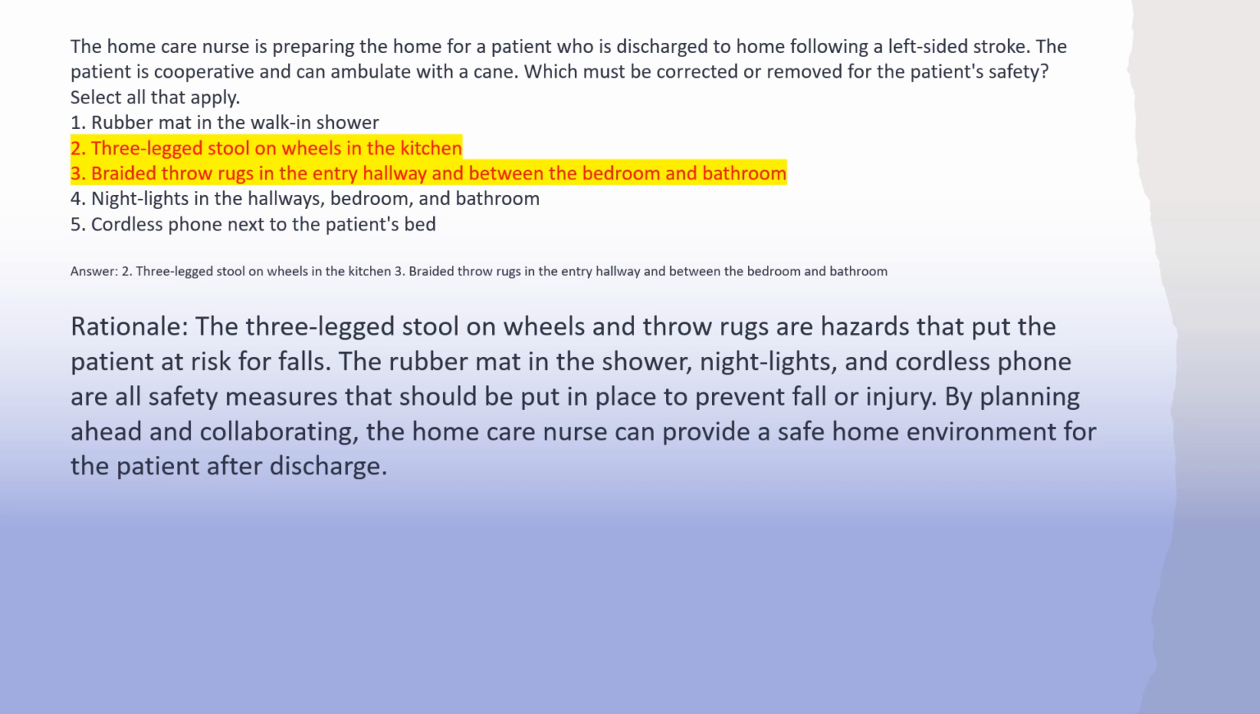Answer 2. Three-legged stool on wheels in the kitchen. 3. Braided throw rugs in the entry hallway and between the bedroom and bathroom. Rationale. The three-legged stool on wheels and throw rugs are hazards that put the patient at risk for falls. The rubber mat in the shower, night lights, and cordless phone are all safety measures that should be put in place to prevent fall or injury. By planning ahead and collaborating, the home care nurse can provide a safe home environment for the patient after discharge.